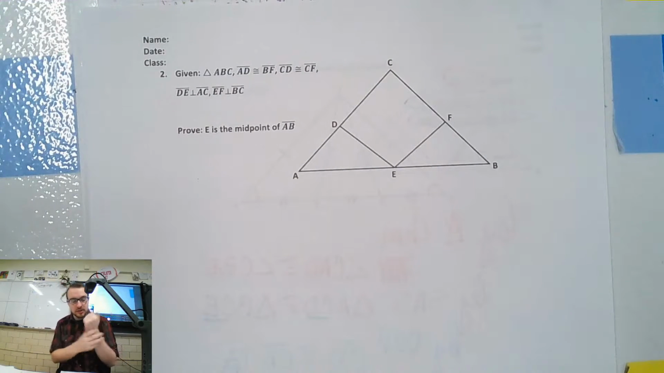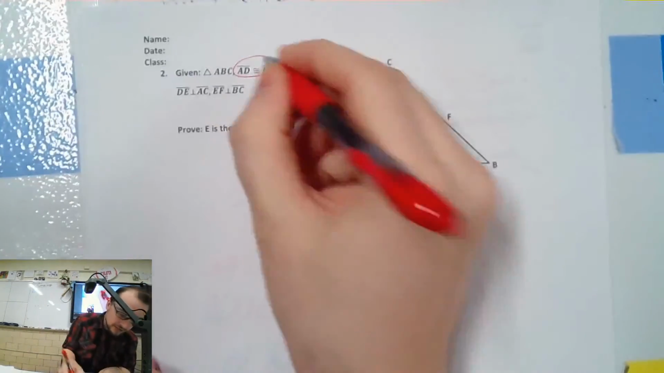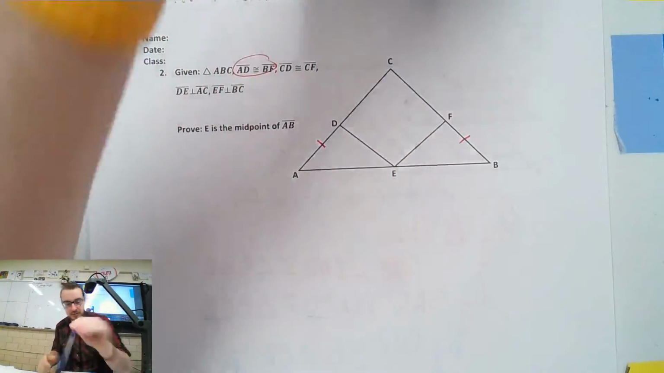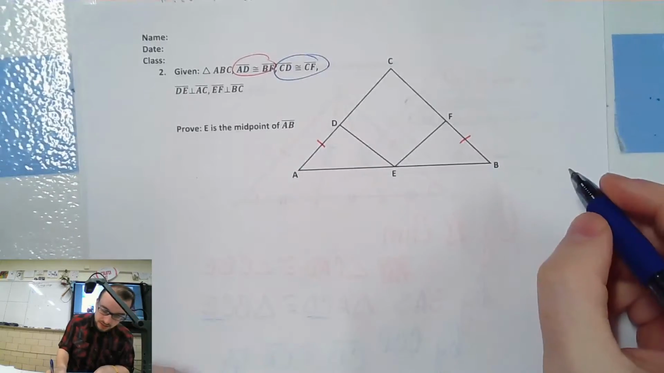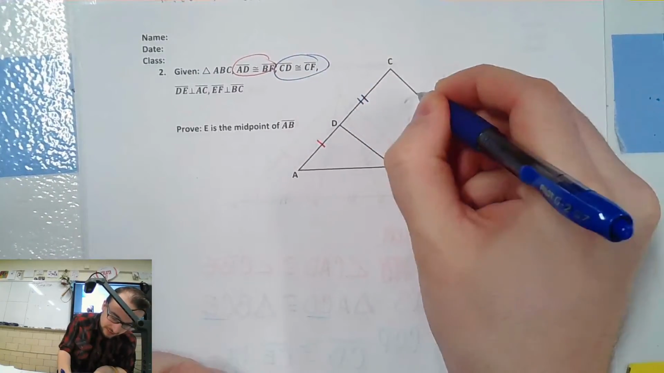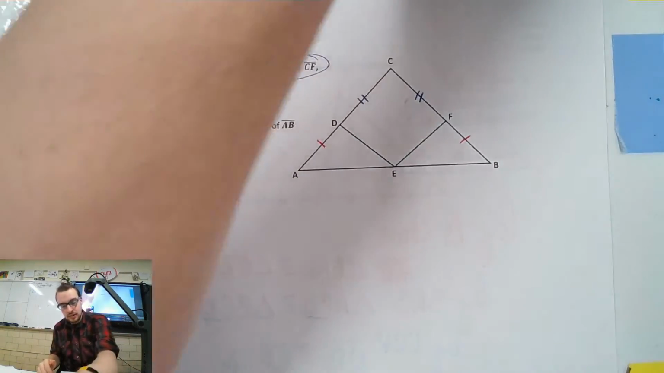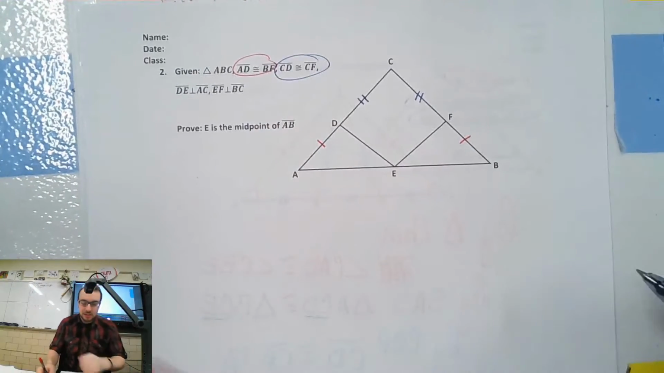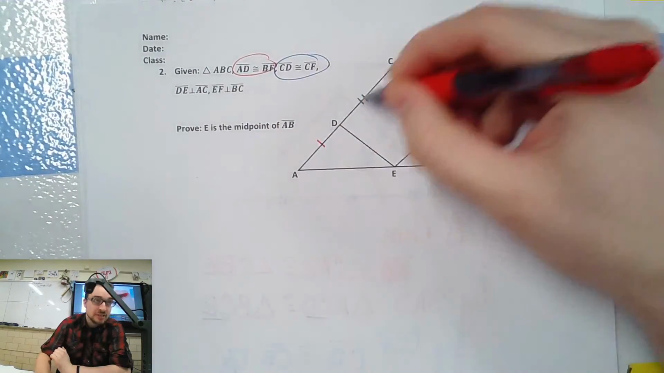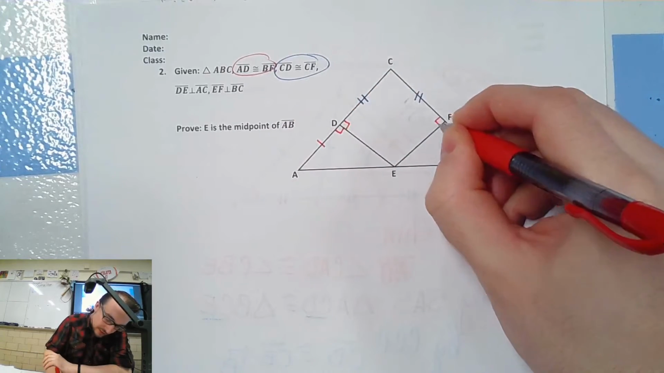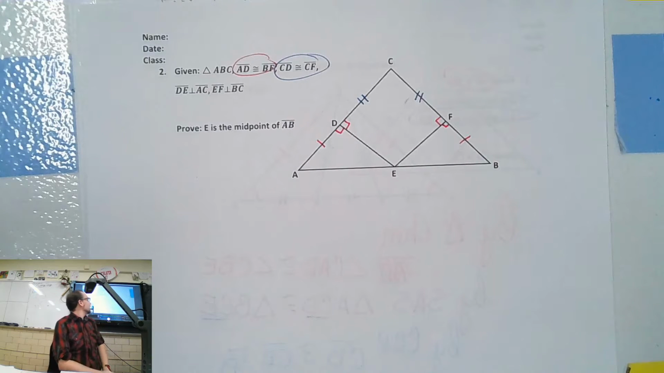All right. So they give you triangle ABC, and they say that AD and BF are congruent. So let's mark that. AD and BF are these segments right here. CD and CF are also congruent. CD is this, CF is that. We also know that DE and AC are perpendicular. So here's DE and here's AC. Perpendicular means it hits 90, right? So these are both 90 degrees. Same thing here. We got 90s, which means HL is on the table.